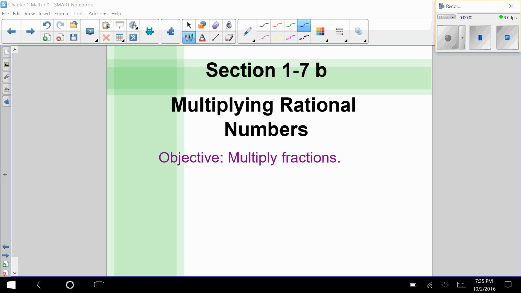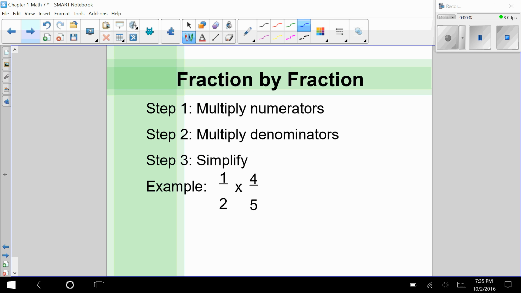Section 1.7b, multiplying rational numbers. Today our objective is to multiply fractions. So, to multiply a fraction by a fraction, there are 3 steps. Step 1, multiply the numerators. Step 2, multiply the denominators. Step 3, simplify. It is important to note that the denominator will change when we are multiplying.